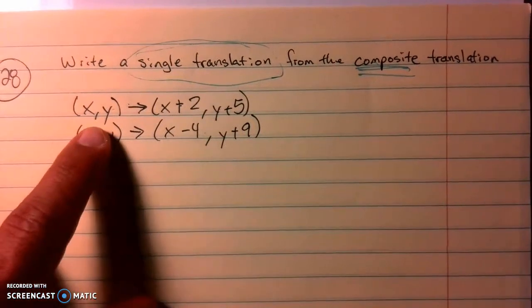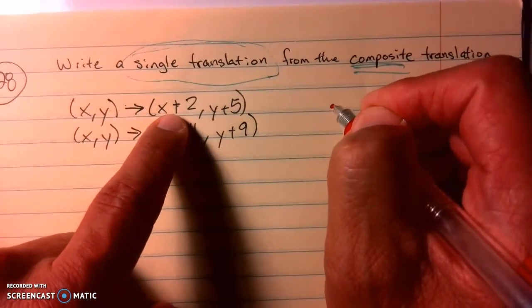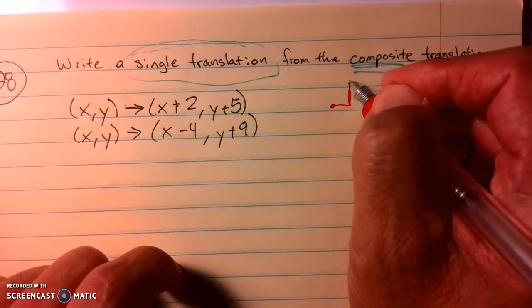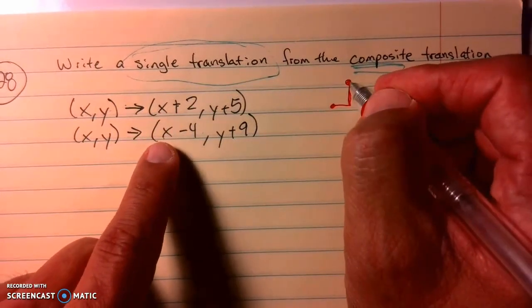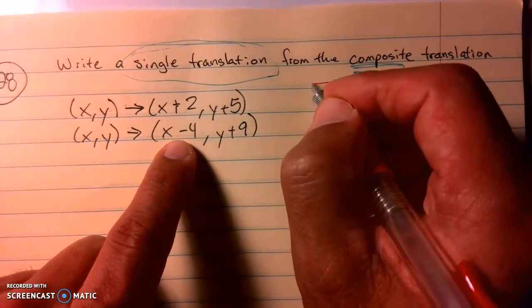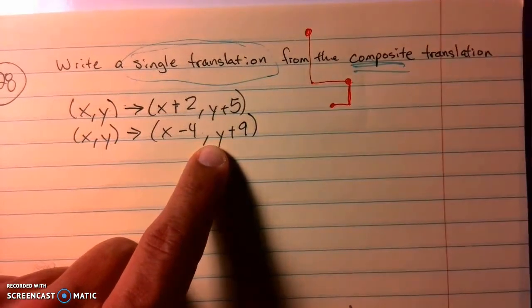So if you look at this first movement here, I'm just going to put a dot here. If you went +2, you would go 2 to the right, +5, you'd go 5 up. Okay, and then you'd end up here, and that would be one translation. But then from here, you're going -4 for x. That means you go this way, and then you add another 9. So if I was on graph paper, this thing would be way up here now.